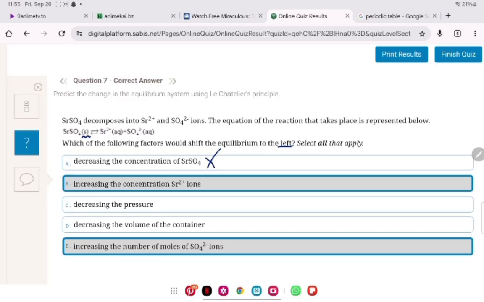Increasing the concentration of Sr2+. Sr2+ is here. If you increase the concentration, the system will try to decrease the concentration. And how will it decrease the concentration? By moving to the left. So yes, it does move to the left.